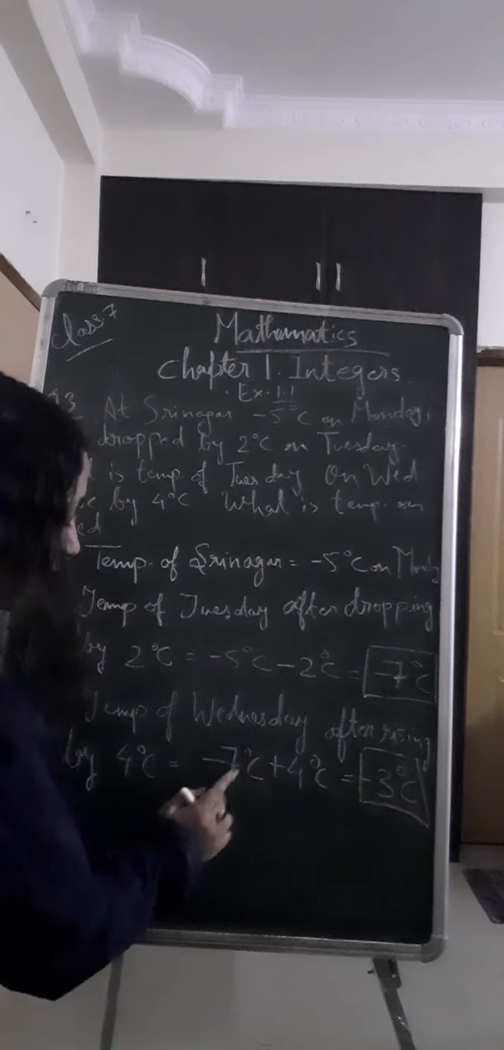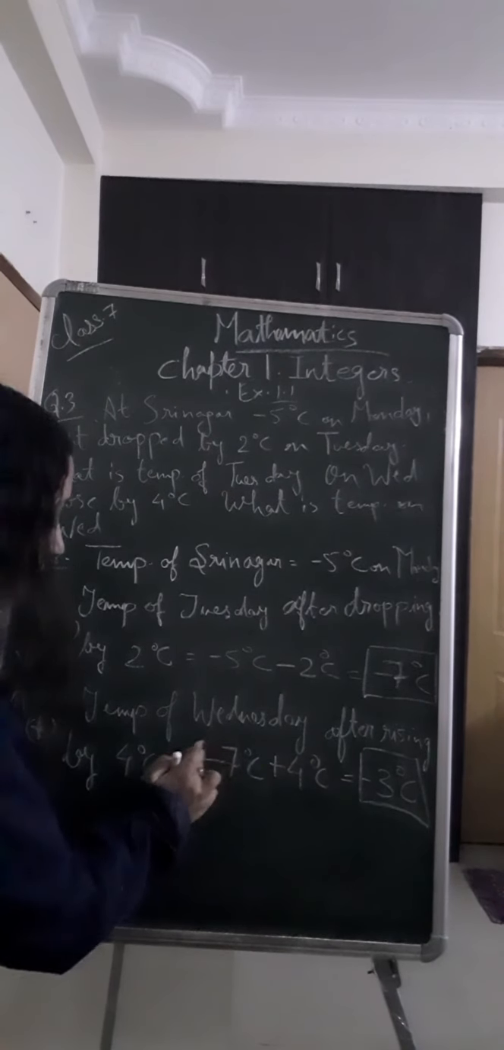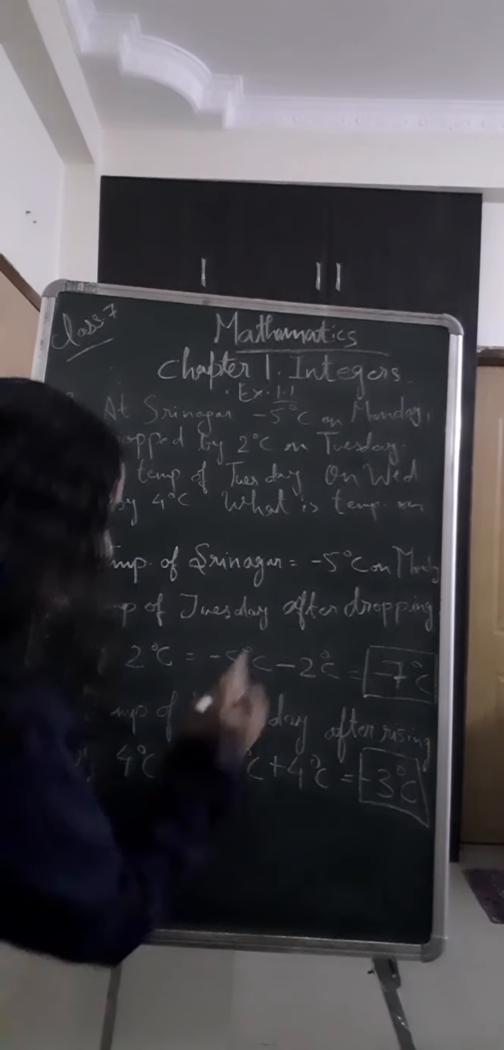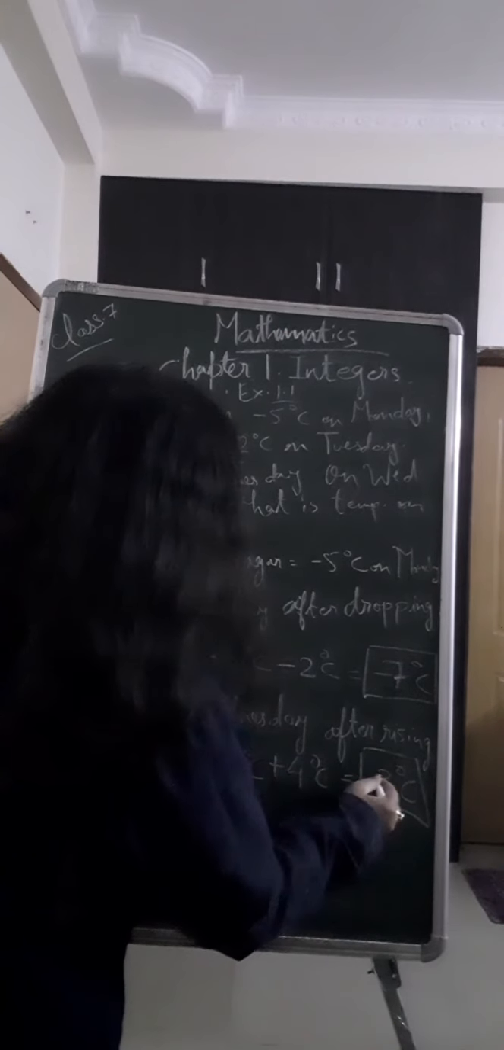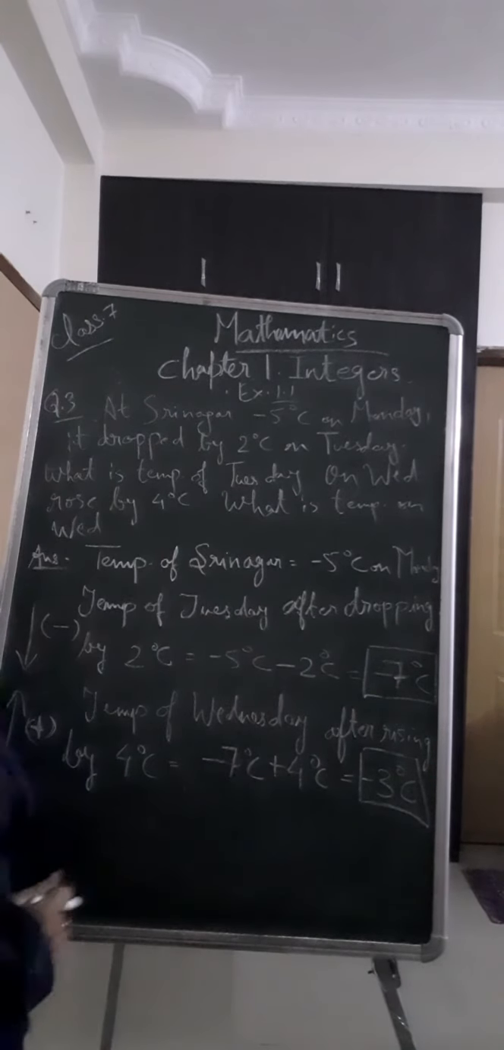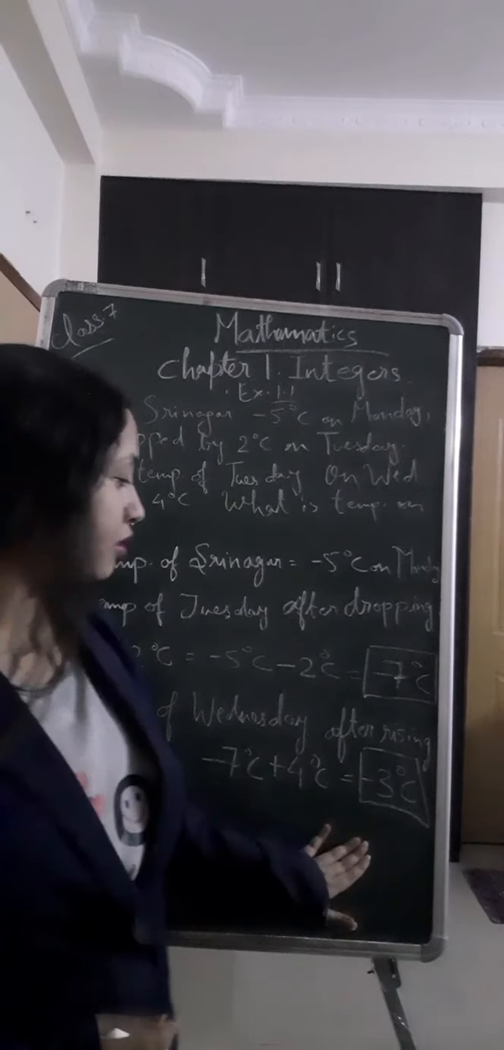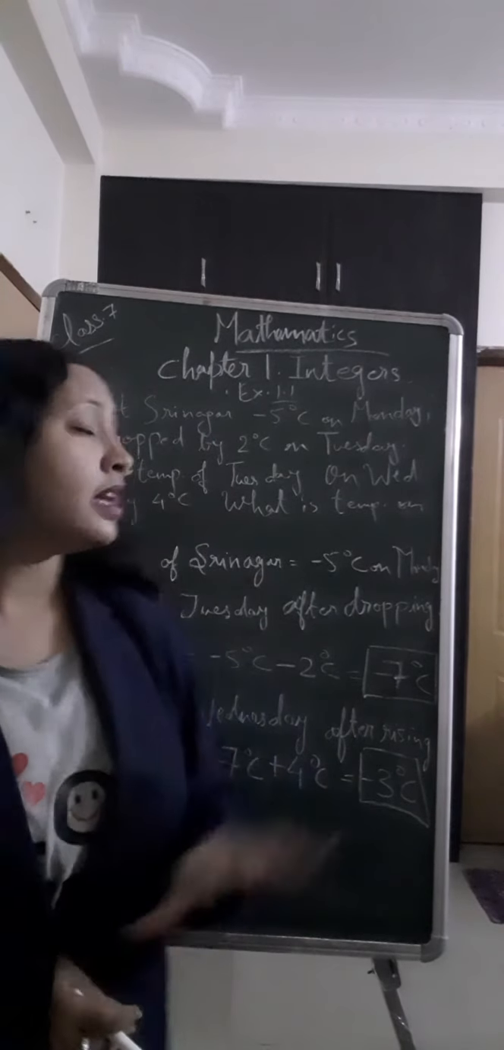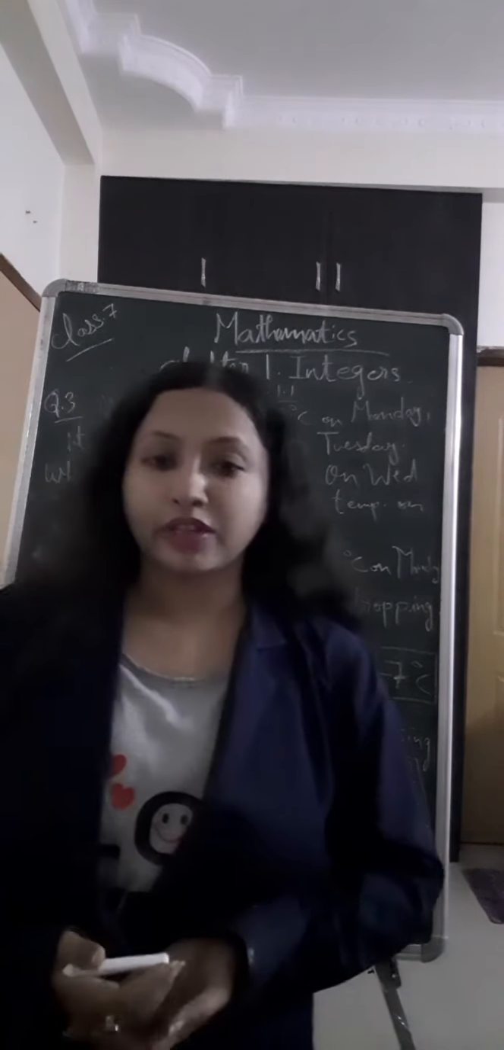Now which is the greater number? 7 is the greater number. Now it is having the operation sign of minus. So in the answer we will get minus 3 degrees Celsius. Okay. So hope you have understood how we have got this answer. Now we will be discussing our question number.